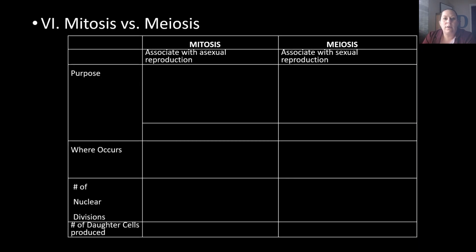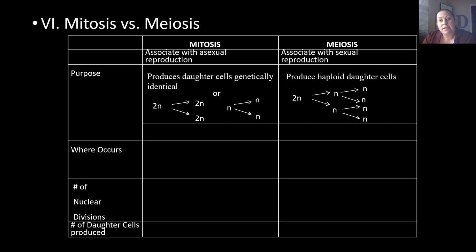All right, so let's do a quick comparison between mitosis and meiosis. Mitosis, remember, is associated with asexual reproduction. So these produce daughter cells that are genetically identical. Meiosis is associated with sexual reproduction, and this produces haploid daughter cells that have N chromosomes, and it allows for variability. So mitosis leads to stability, meiosis leads to variability. So there's a difference in their purpose.